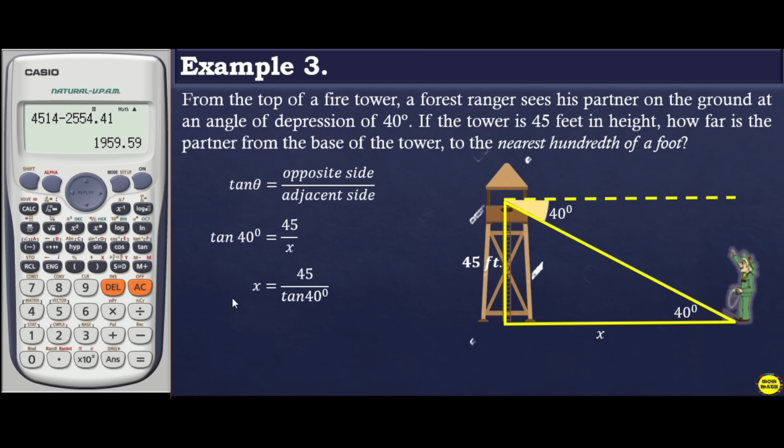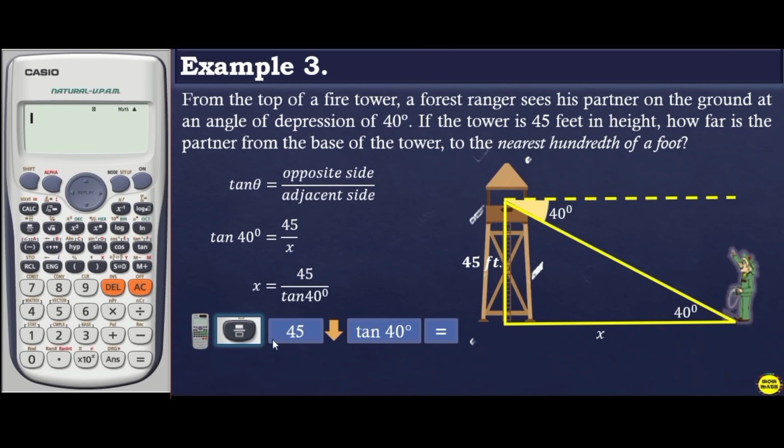So, let us solve using the calculator. So, we have, what? Ito po yung ating i-click. So, we have, click the fraction icon, and then 45, arrow down, and then tangent 40 degrees. So, we have to close, and then click equal sign. Okay, so we have 53.63. Round off to the nearest hundreds.